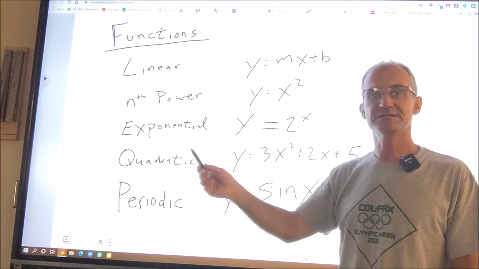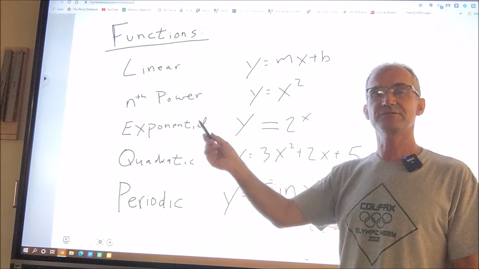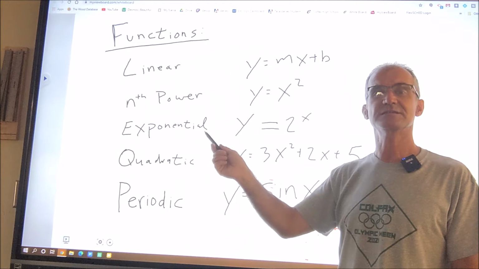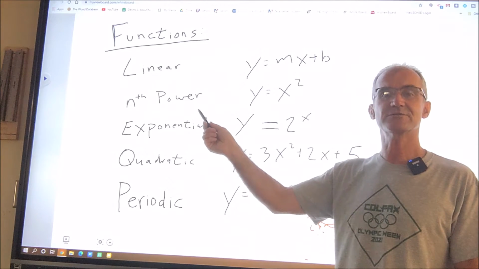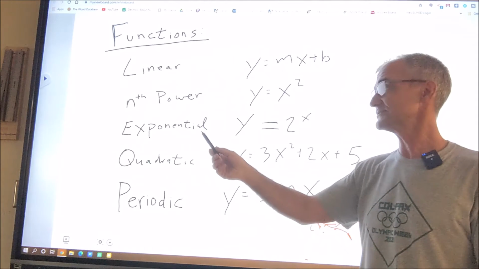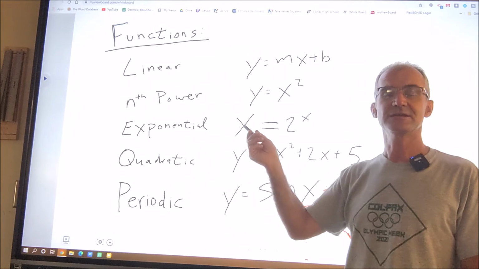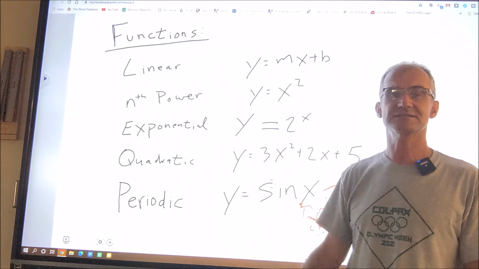The third function is exponential, y equals 2 to the x. So the big difference between nth power and exponential is that your exponent is an independent variable x. So here in an nth power, I have y equals x squared. In an exponential, I have y equals 2 to the x. So my unknown is my exponent. My independent variable is an exponent with a base that's a number.